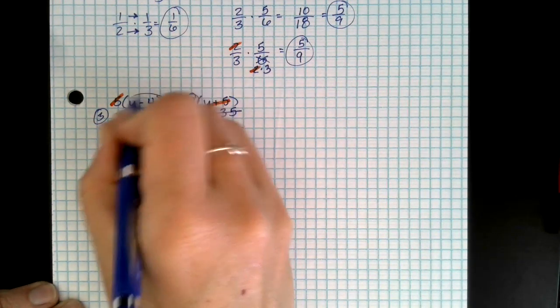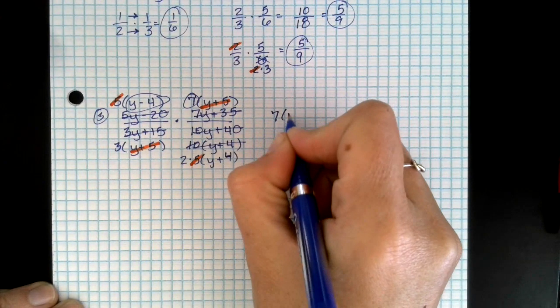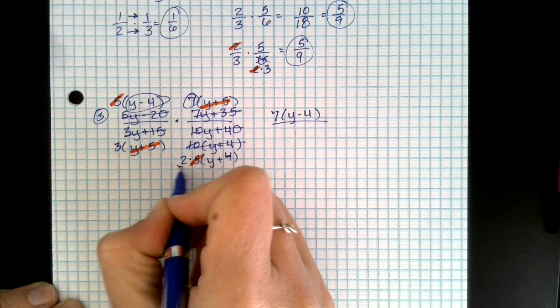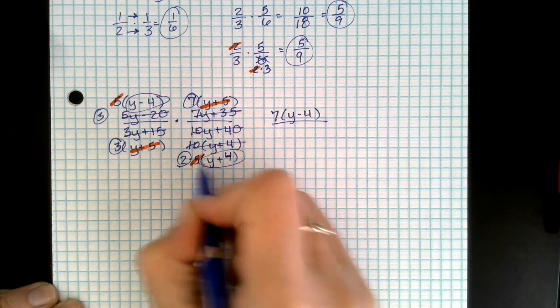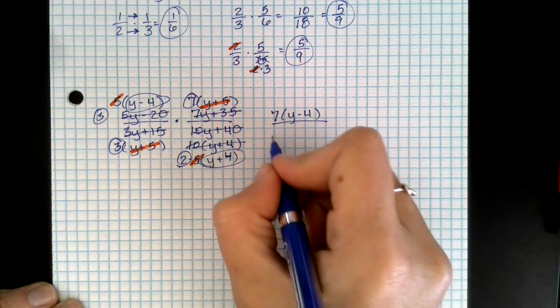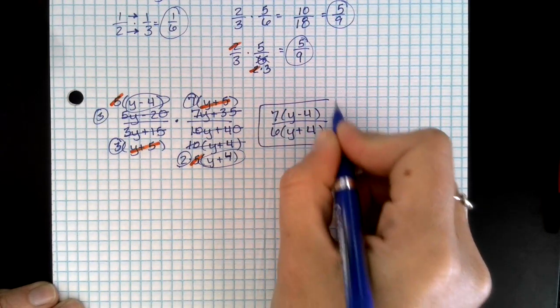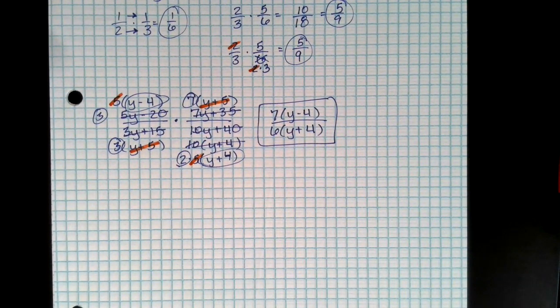So I have a 7 and a y minus 4. Then on the bottom, I have a 2, a 3, and a y plus 4. So I'm going to do 2 times 3, which is 6, and then y plus 4. So I end up with 7(y minus 4) over 6(y plus 4). So you can see why it's important to be able to factor, because there's a lot of factoring going on here.